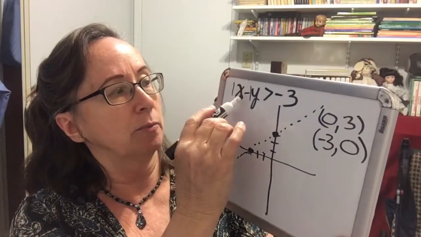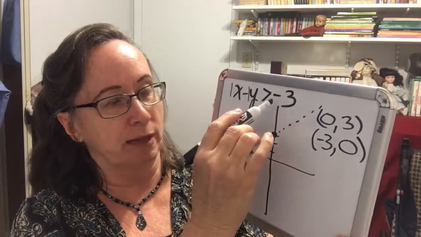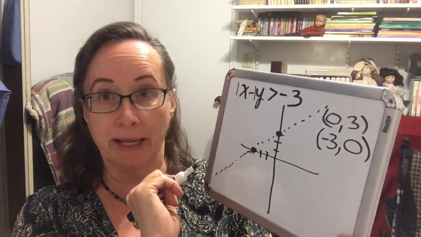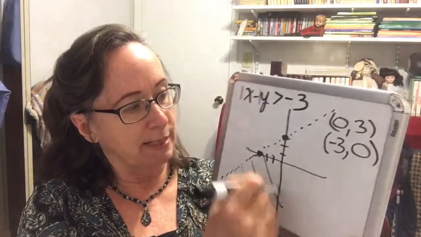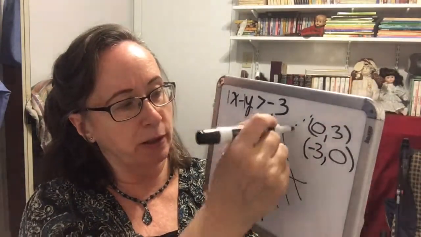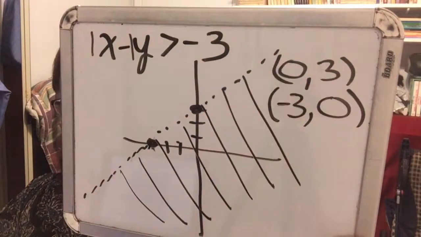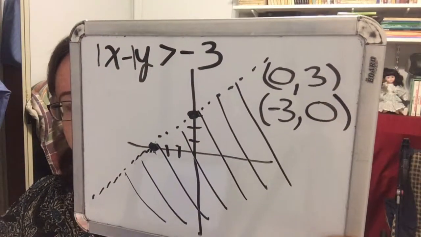So 0 minus 0 is greater than a negative 3. Well, 0 is greater than a negative 3. Therefore, the test point makes it true, and we will shade in that direction.